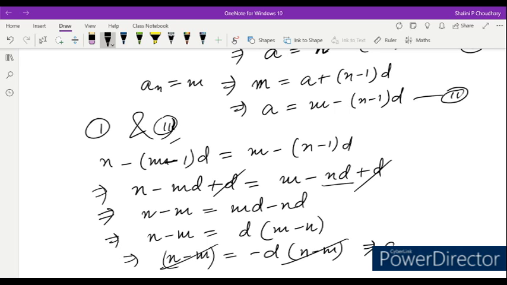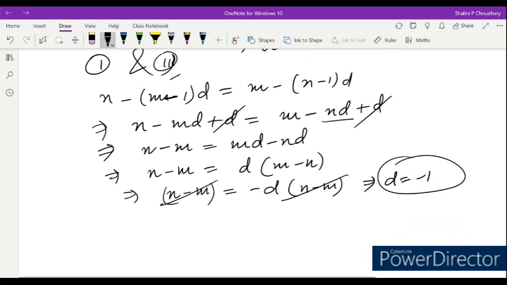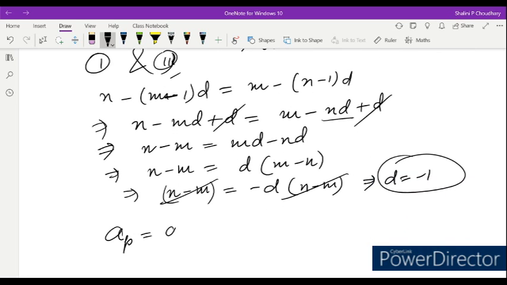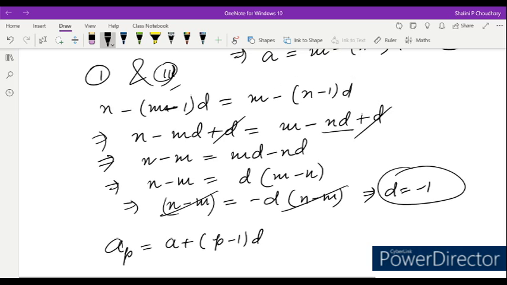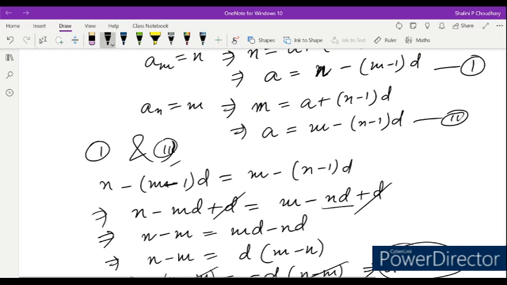What value are we getting? D के लिए we'll get minus 1. Okay, so D के लिए हमें minus 1 मिला. Now we have to find out Ap. Ap का value is A plus P minus 1 into D. Okay, and A का value, what we'll get by putting this value of D? A का value will be m minus n minus 1 into minus 1.